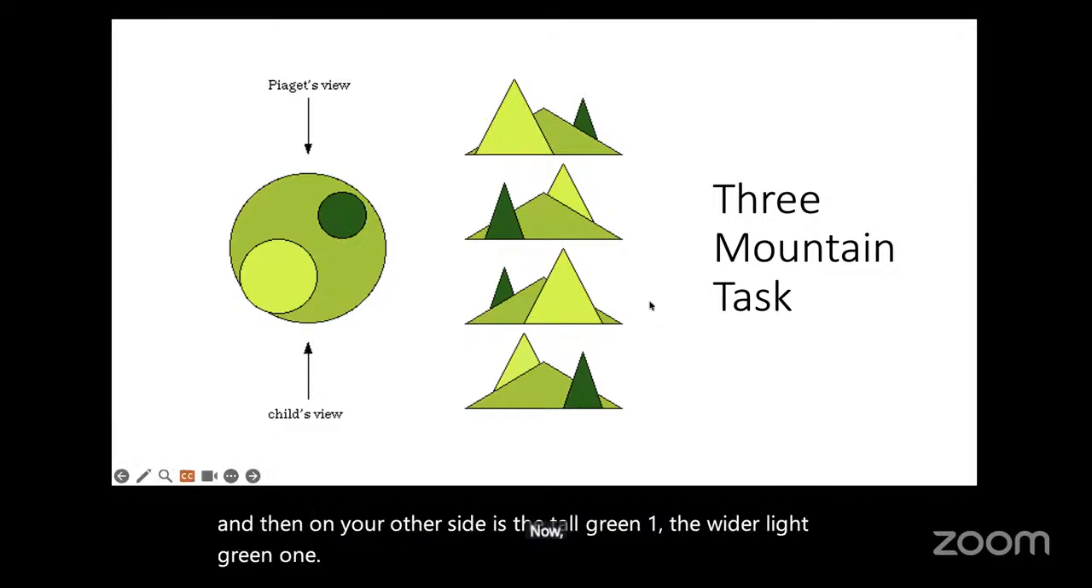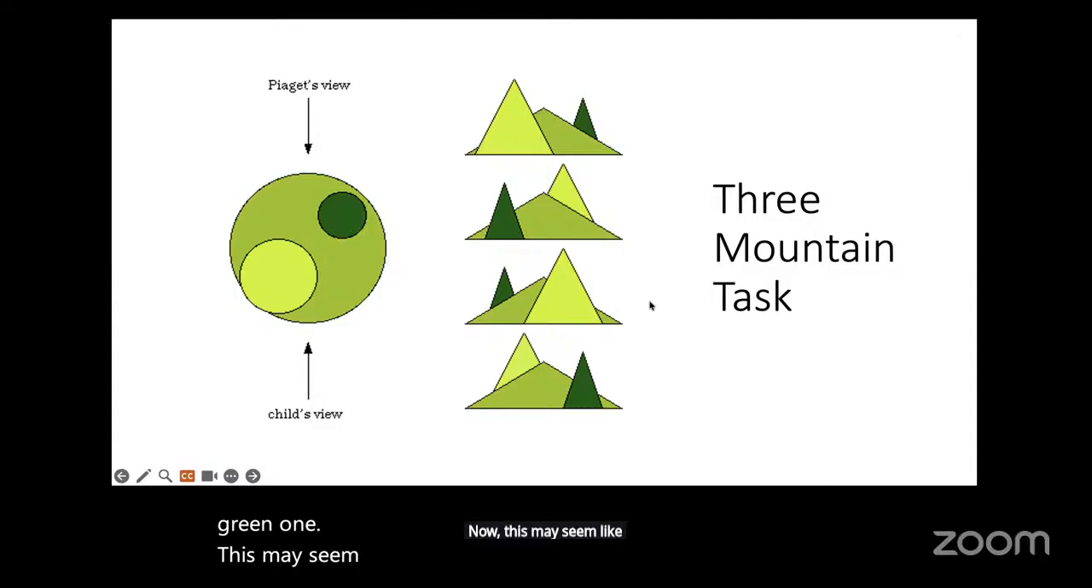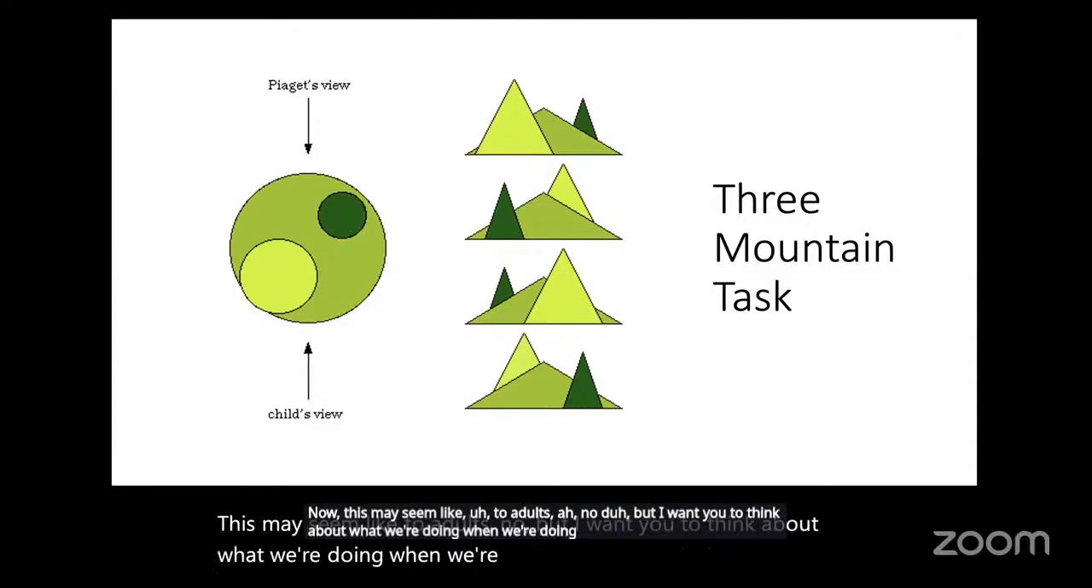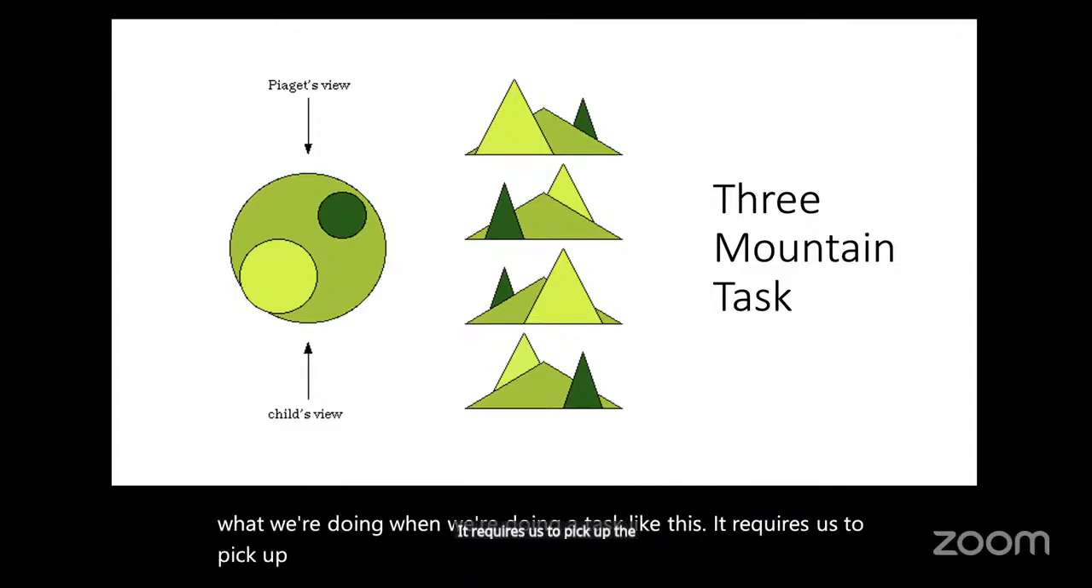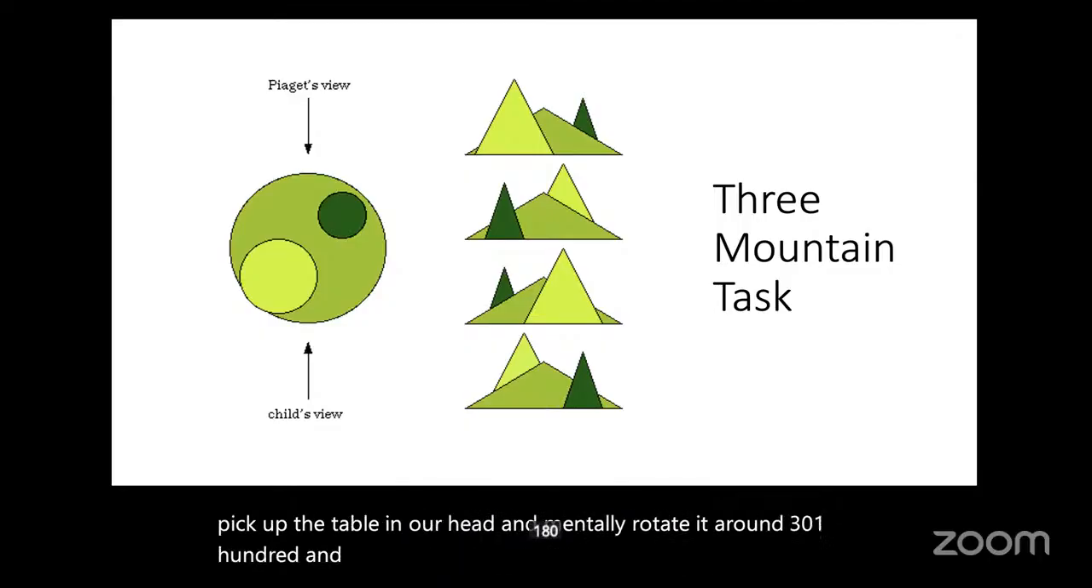Now, this may seem like, to adults, no duh, but I want you to think about what we're doing when we're doing a task like this. It requires us to pick up the table in our head and mentally rotate it around 180 degrees to see someone else's perspective. So it requires what's known as mental manipulation.